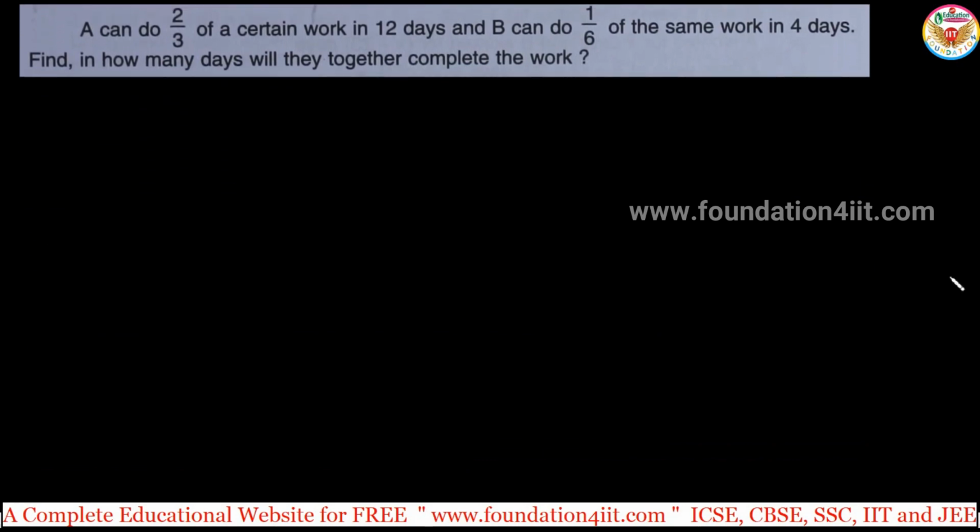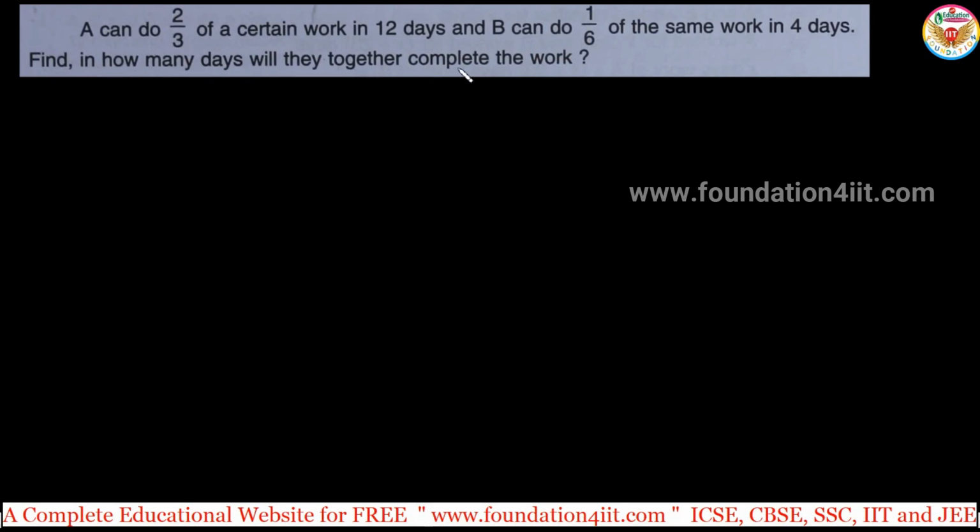Now let us see another similar type. Most of the questions you can expect are the same, calculating 1 day's work and all together, right? So in this problem, A can do 2 by 3 of a certain work in 12 days, right? And B can do 1 by 6 of the same work in 4 days. Find how many days they will take together to complete the work.